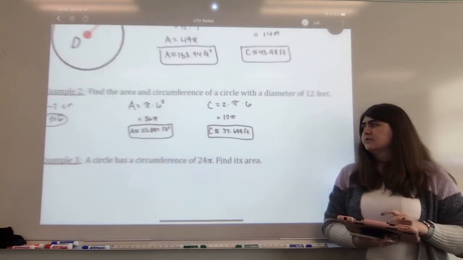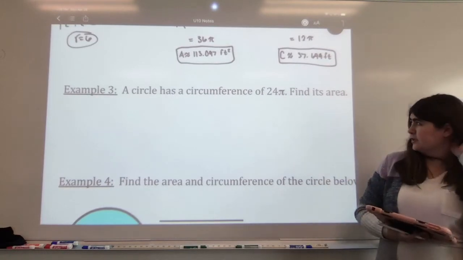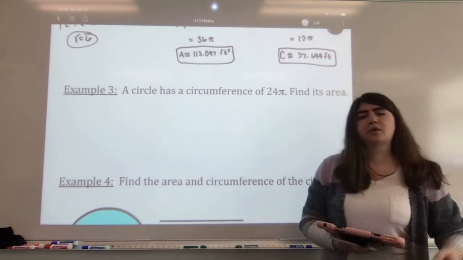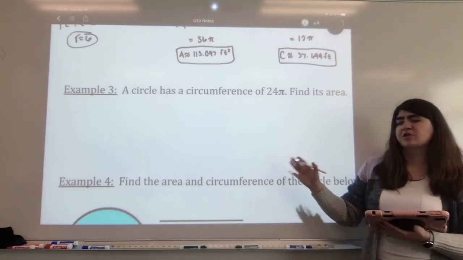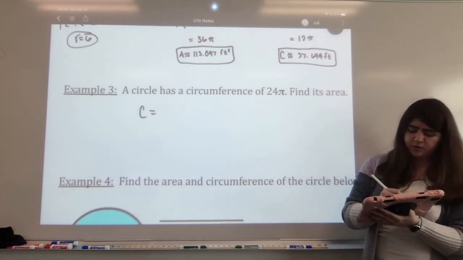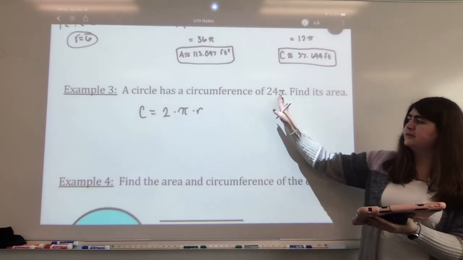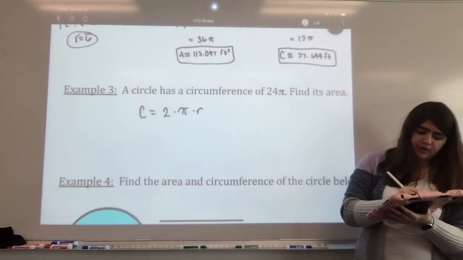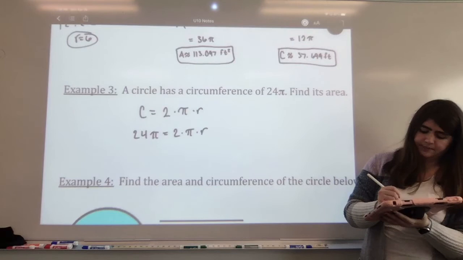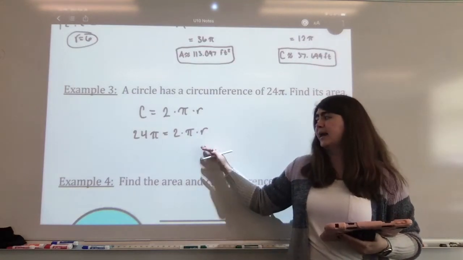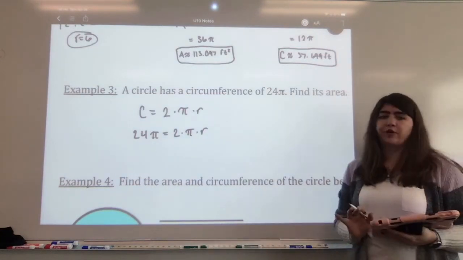Alright, next we have example 3, which says a circle has a circumference of 24 pi. Find its area. So if it's giving us that my circumference is 24 pi, it might be helpful to write down the circumference formula. So circumference is equal to 2 times pi times r. If I know that I have 24 pi, then what I really have is 24 pi is equal to 2 times pi times r. If I divide 2 pi out from both sides, then I'll solve for my radius, and I can use that to solve for area.